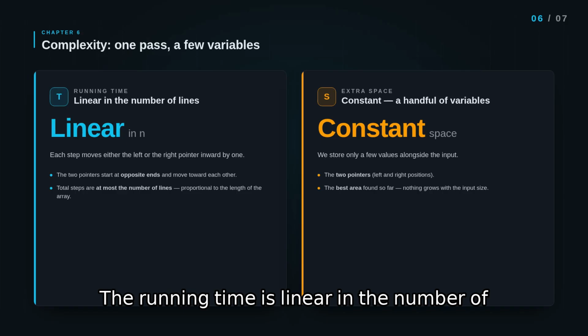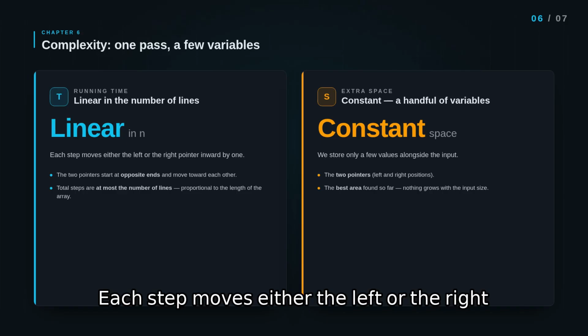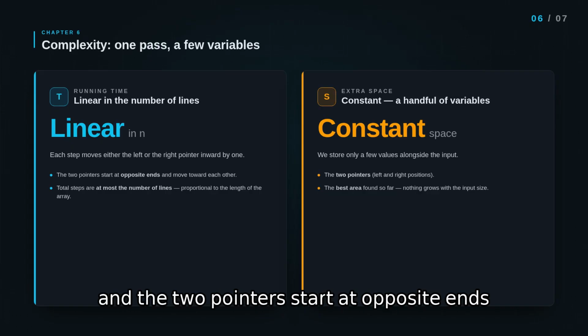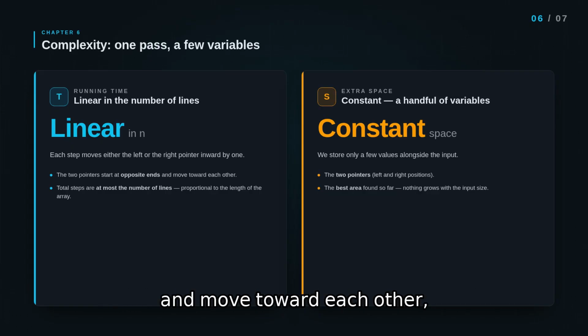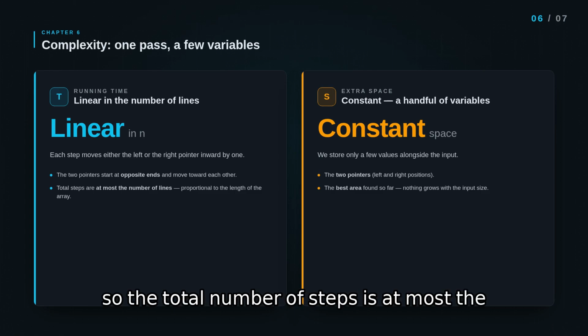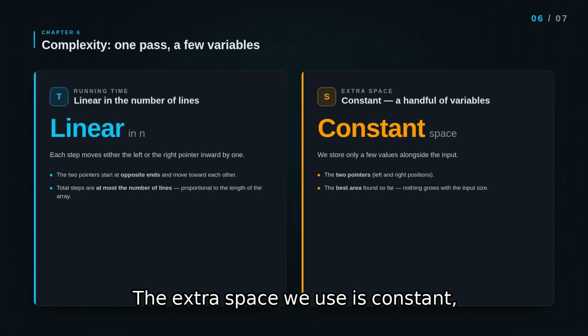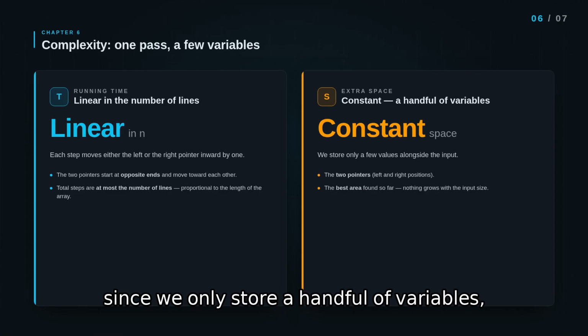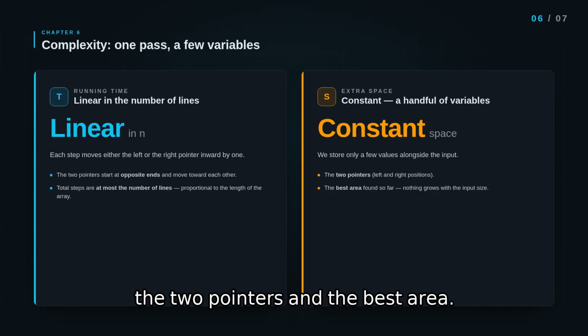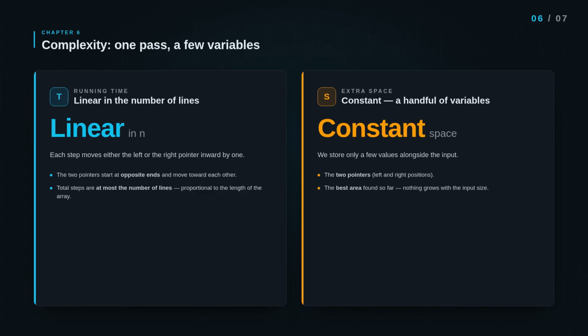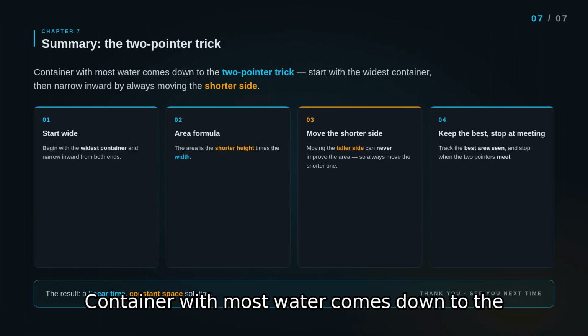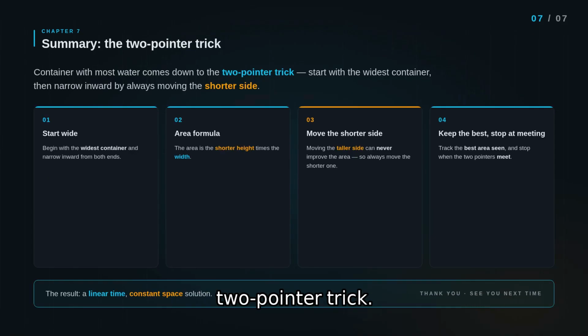Complexity. The running time is linear in the number of lines. Each step moves either the left or the right pointer inward by 1, and the two pointers start at opposite ends and move toward each other. So the total number of steps is at most the number of lines. The extra space we use is constant, since we only store a handful of variables, the two pointers and the best area.